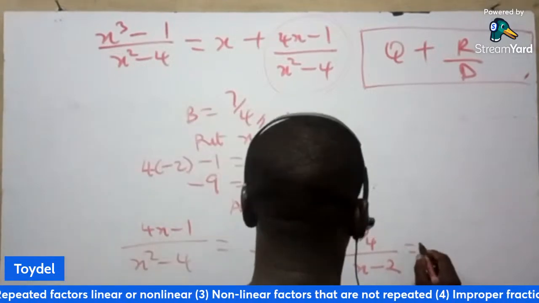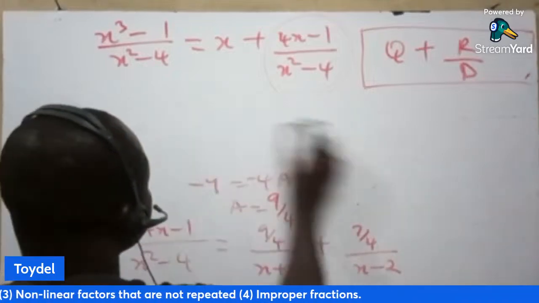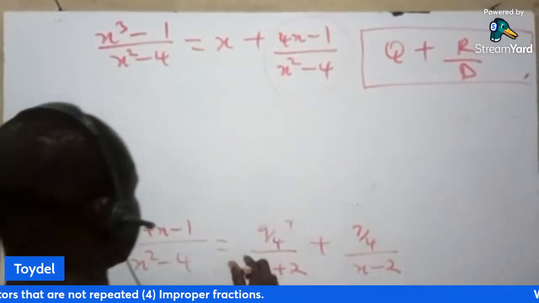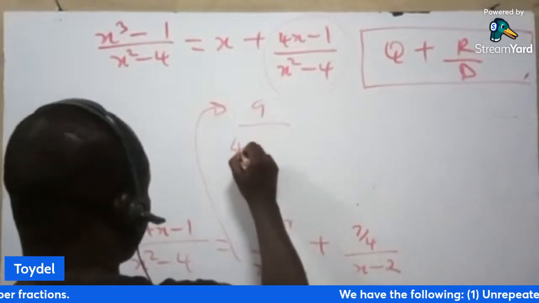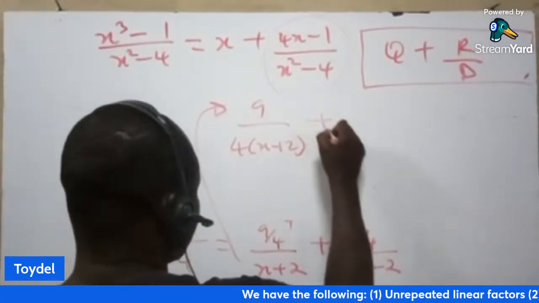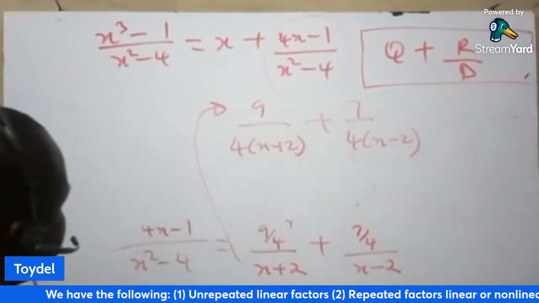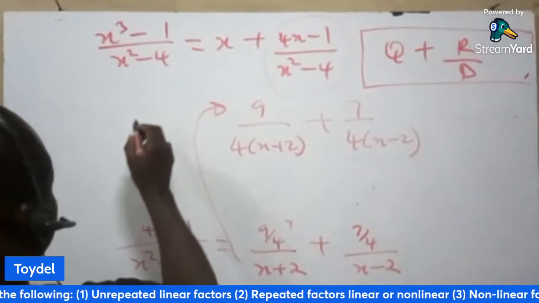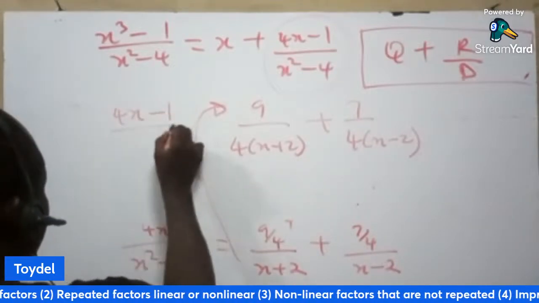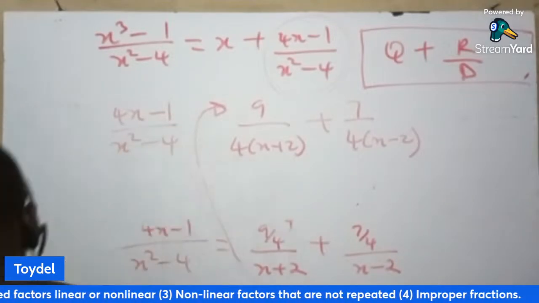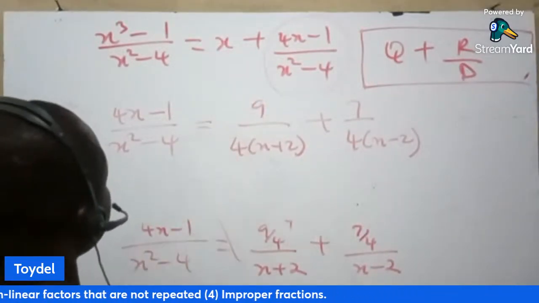We can write this. What we have here, we can rewrite it from here now. We can write it to be 9 all over 4 into x plus 2 plus 7 all over 4 into x minus 2. That's what we get. So 4x minus 1 all over x squared minus 4 is equal to this.